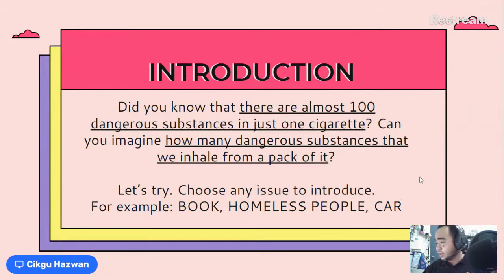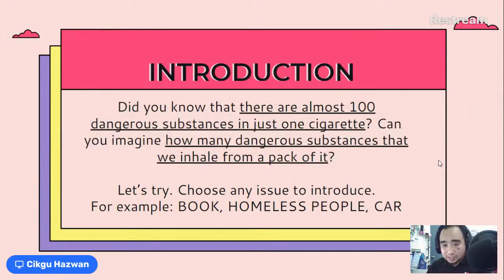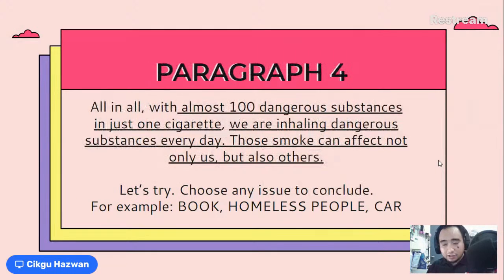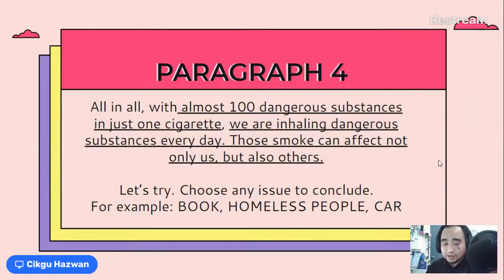Okay, so if we are writing the concluding paragraph, we have to summarize everything. All in all, with almost 100 dangerous substances in just one cigarette, we are inhaling dangerous substances every day. Those smokes can affect not only us but also others. So daripada introduction tadi, so we can develop the final paragraph, the concluding paragraph, by using the same component in the introduction. Okay, this one way of writing the introduction and also link it with the final paragraph.